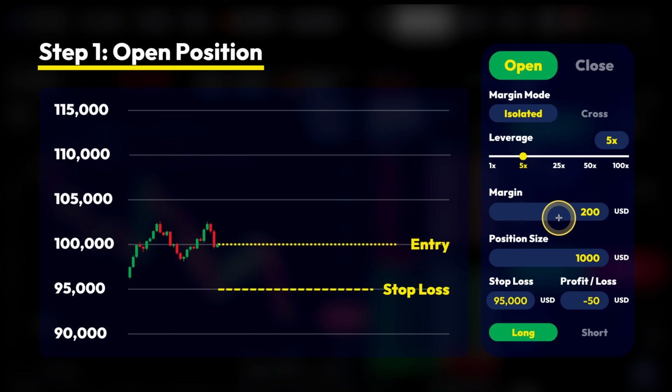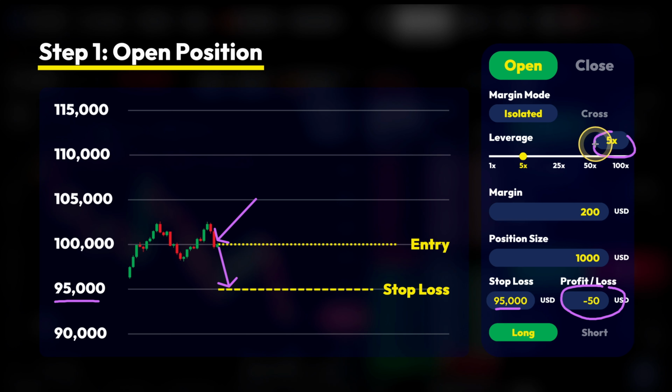This would mean you would risk a maximum of $50 per trade. So I've made this example calculation. We want to place our stop loss at a maximum loss of $50 at a current price of $100,000. If you want to place your stop loss at a 5% drawdown, the stop loss would be at $95,000 right here, where we would make a $50 loss.